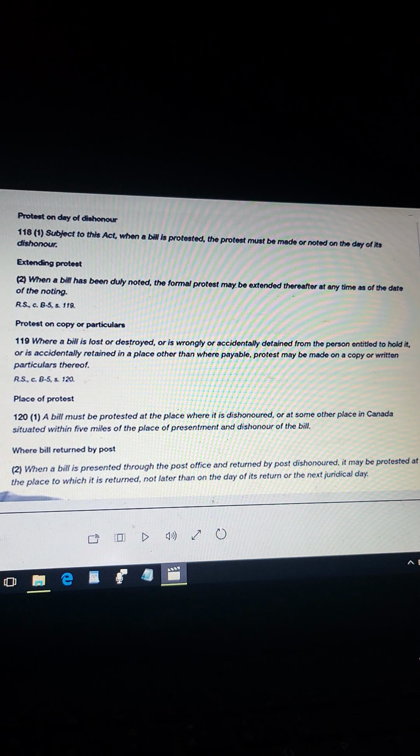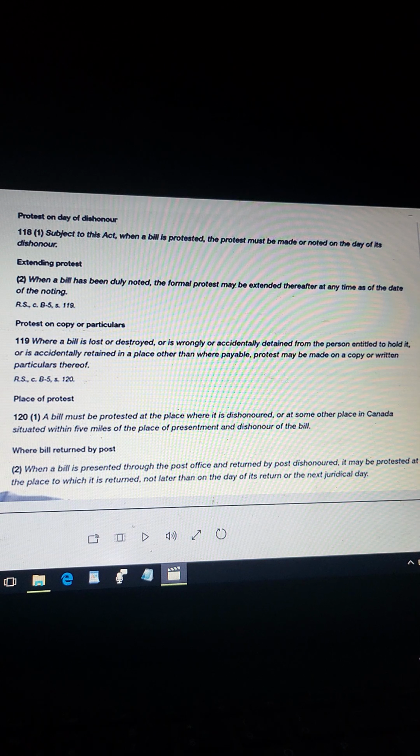Protest on copy or particulars. 119. Where a bill is lost or destroyed or is wrongly or accidentally detained from the person entitled to hold it, or is accidentally retained in a place other than where payable, protest may be made on a copy or written particulars thereof.